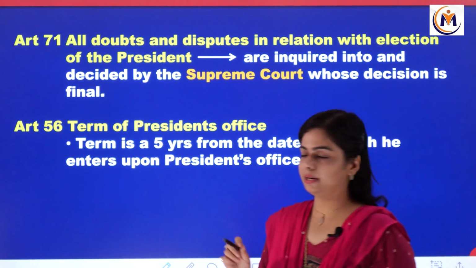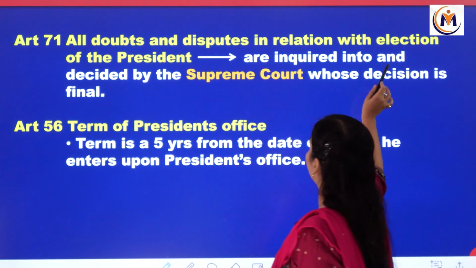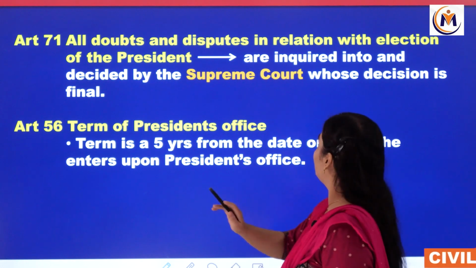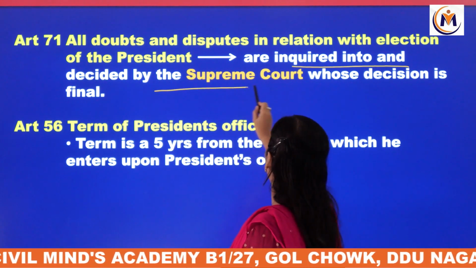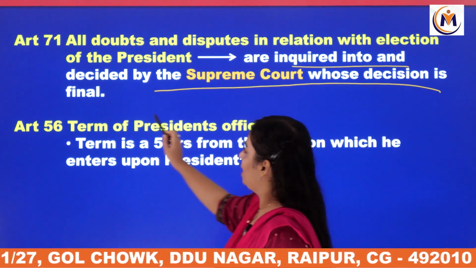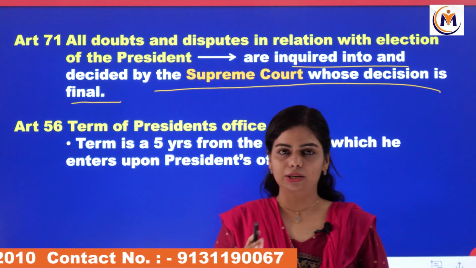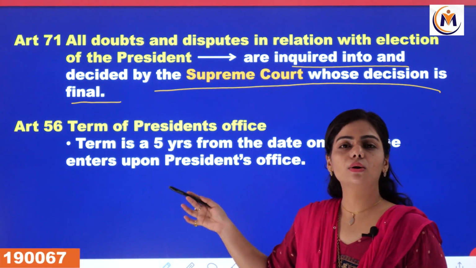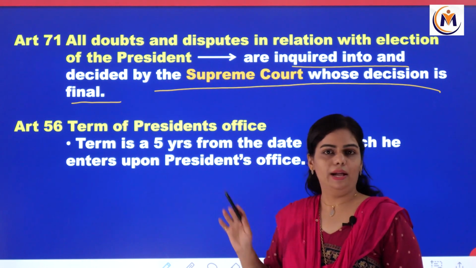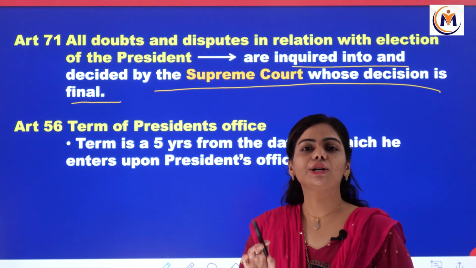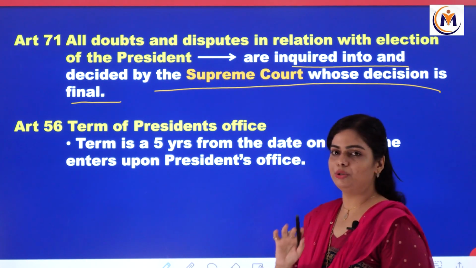The next article is Article 71. Article 71 deals with all doubts and disputes in relation to the election of the President of India, which are inquired into and decided by the Supreme Court, whose decision is final. So in case any disputes or doubts arise during the presidential election, who will have the final call? That is the Supreme Court of India. The election procedure is conducted by the ECI, Election Commission of India.